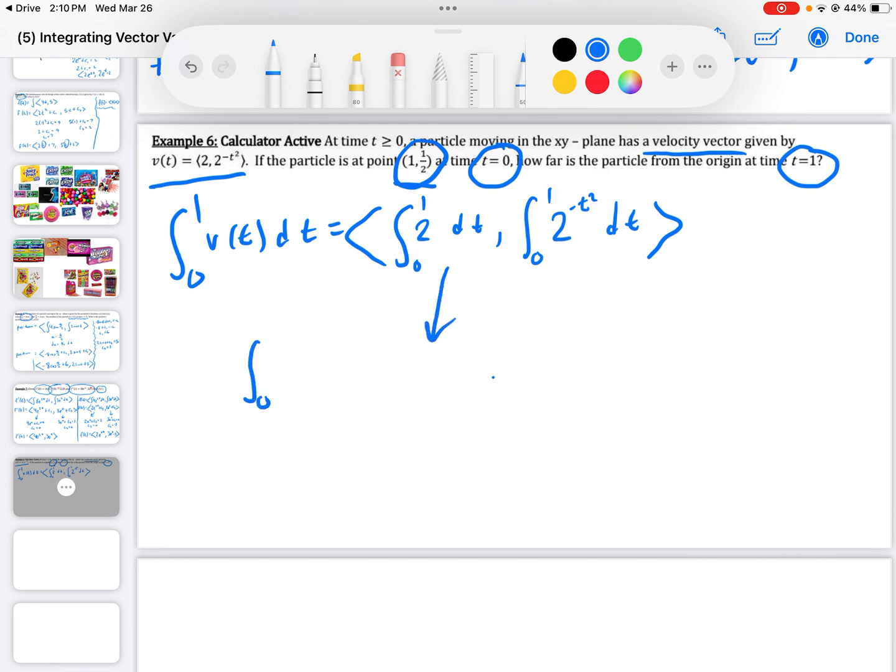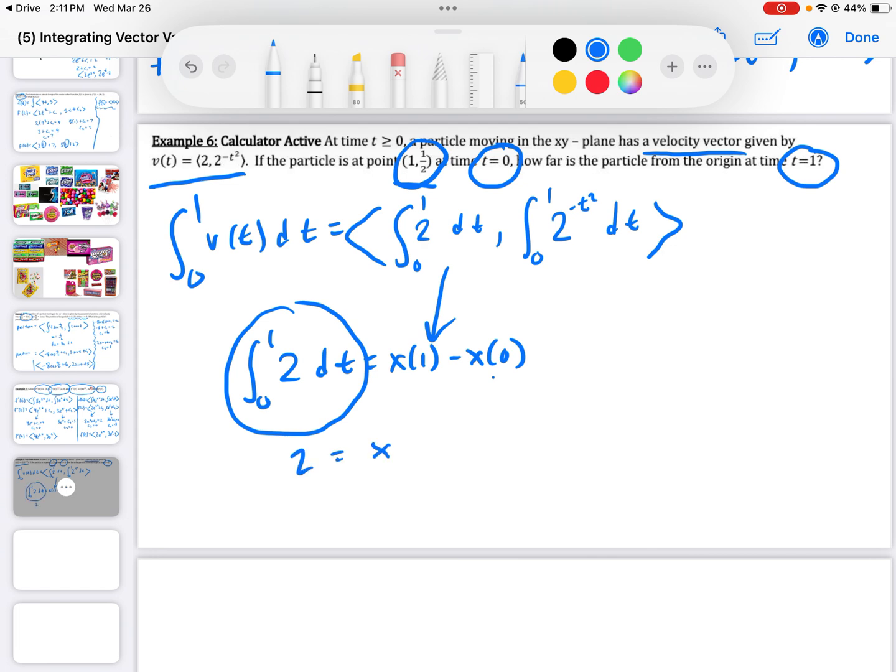So I'm going to take this part and say, okay, this is the x. So this would be the position. I want to say the x position at 1 minus the x position at 0. So this could be done in the calculator. It's pretty easy. This would be 2, is equal to x of 1 minus... And I know the x position at 0 is 1. So the x position at 1 would be 3.